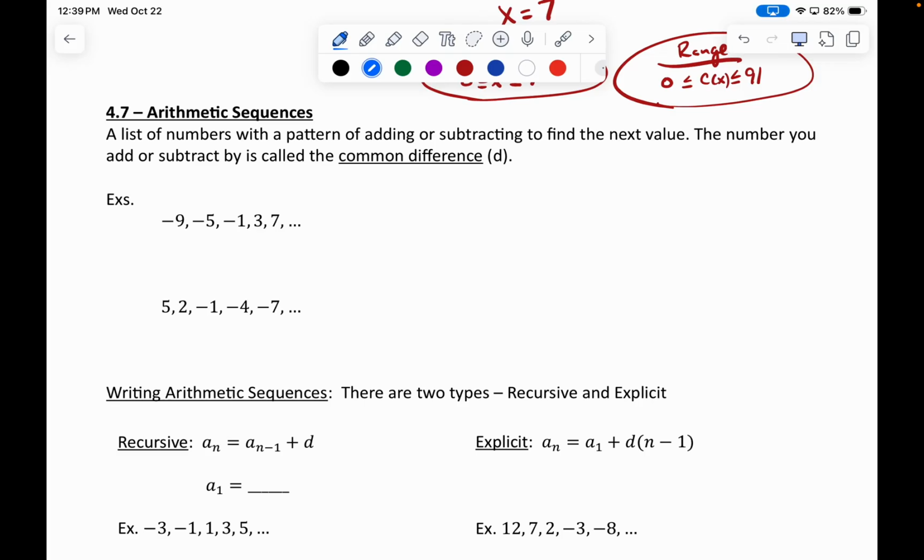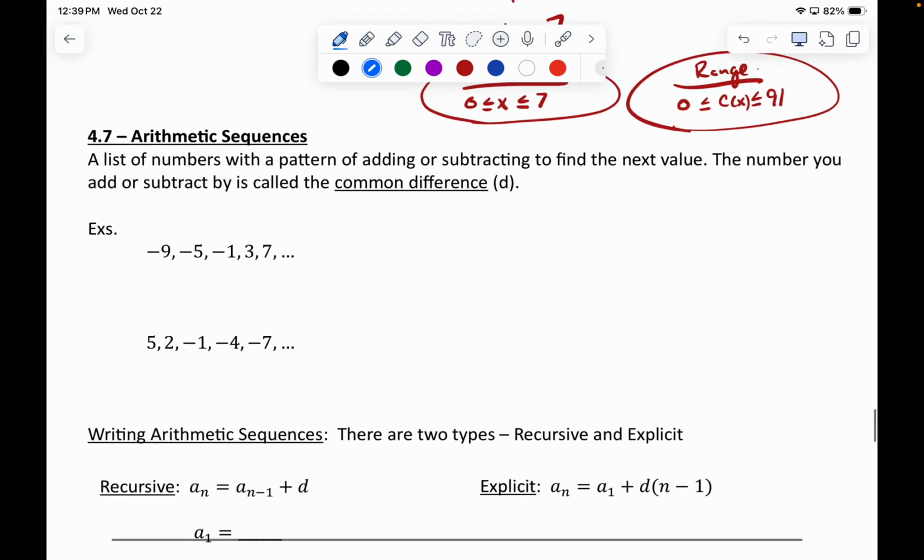Okay, so what we have to do today, especially what you need to find, is very simple. Putting it into the right spots, that's the part that can be a little more difficult. This is called, or pronounced, arithmetic sequences. An arithmetic sequence is a list of numbers with a pattern of adding or subtracting to find the next value. That's all it is. That number that you add or subtract by is called the common difference, and the variable d is always used to represent it. Some fancy words for a simple thing.